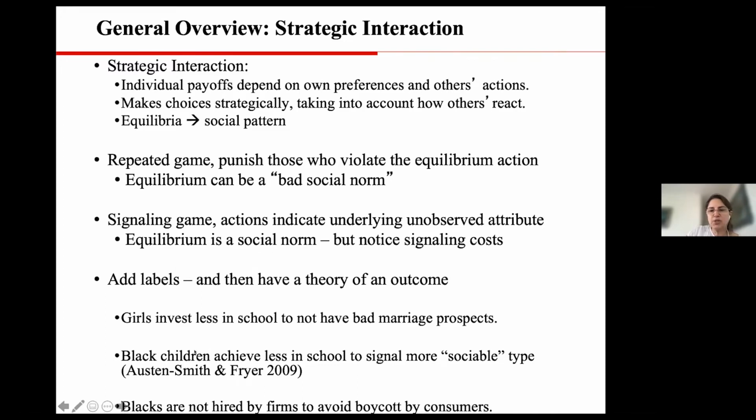For a signaling game, there's a paper that shows that Black children might achieve less in school in order to signal that they're more sociable types. So you have a dual audience problem. You have a firm that is interested in hiring workers, and a peer group which is interested in people hanging out. But you have one action the decision maker can take, which is to achieve more or less in school. So an actor in this model might choose to invest less in school in order to signal to the peer group that they're a more sociable type. The underlying type is sociable or unsociable. So it's a basic signaling model, but now you have two audiences, one signal. These are different ways in which you can build a social norm through a model of strategic interaction.